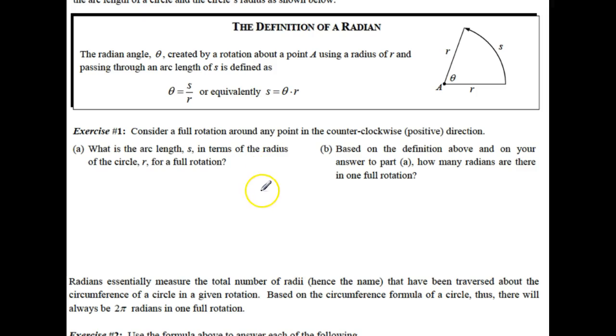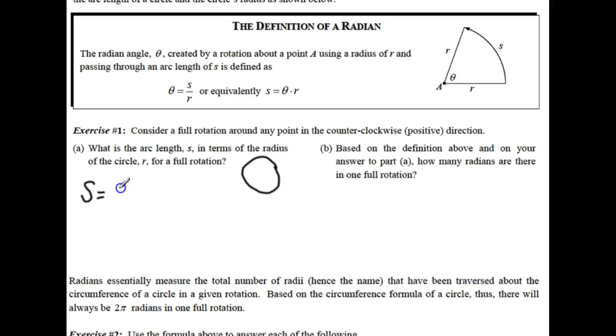Now, before we do anything, I want us to consider two things. What is the length of s in terms of the radius of the circle r on a full rotation? A full rotation means a complete rotation, which gives me a circle. I want to know what s is equal to. So s is actually my circumference, and the circumference of a circle is 2 pi r. So s is equal to the circumference when you're talking about a full rotation.